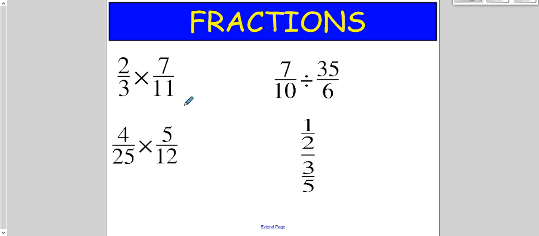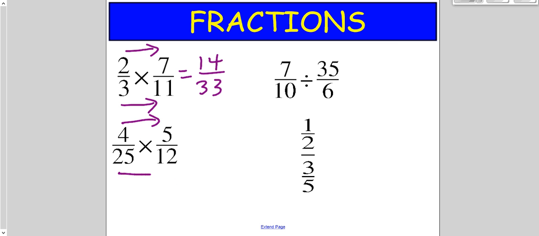Now, we can also multiply fractions. So let's start with multiplying fractions. When you multiply fractions, you want to multiply your numerators together and you want to multiply your denominators together. No more do you have to worry about finding a common denominator. That's only with adding or subtracting. So we're going to multiply here 2 times 7, which is 14, and 3 times 11, 33. And it's just like that.